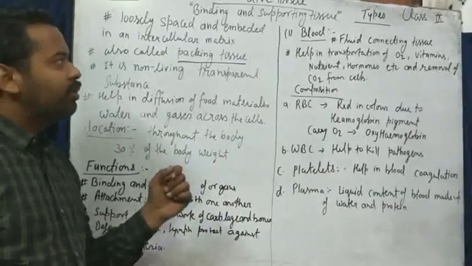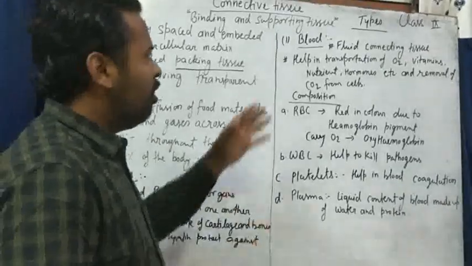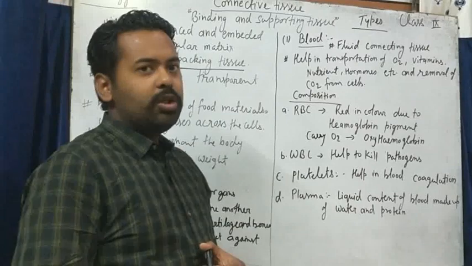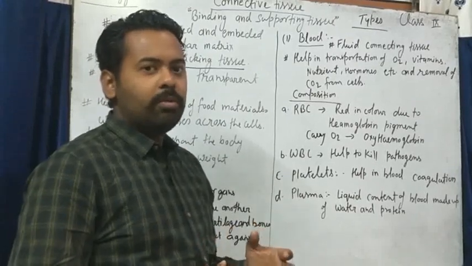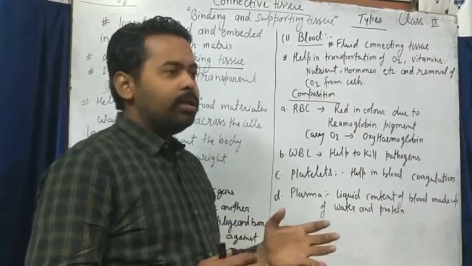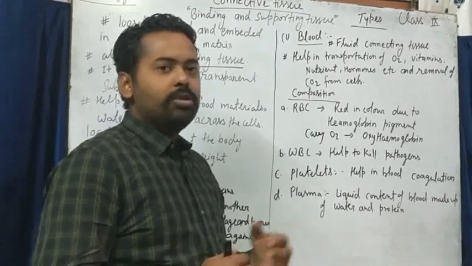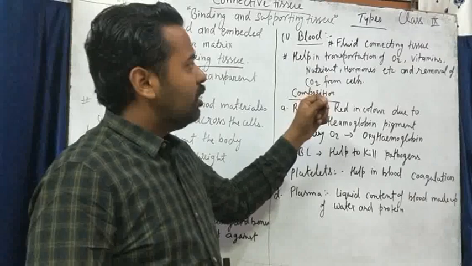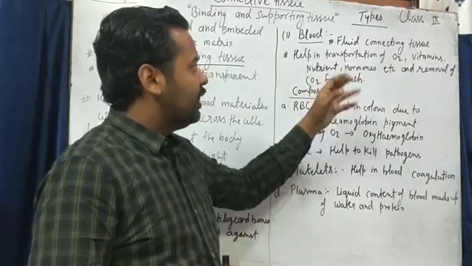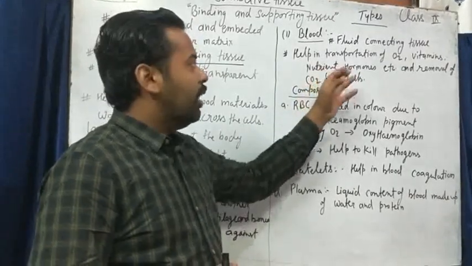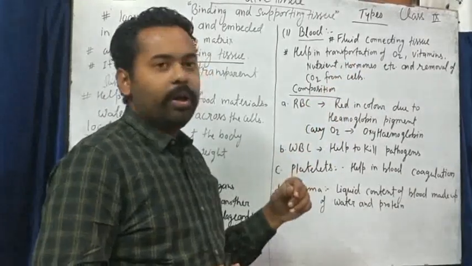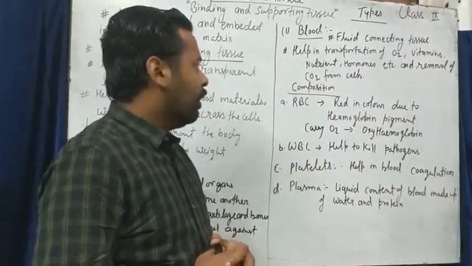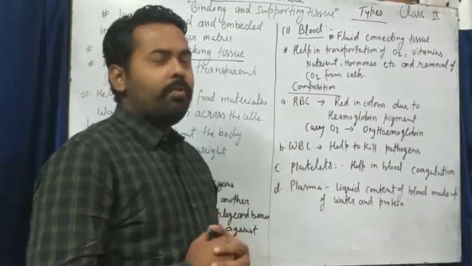Now moving towards the types of connective tissue. First type is blood. Blood is a fluid connective tissue. It is present throughout our body. It is near about 6 to 7 liters in our body. It helps in transportation of oxygen, vitamins, nutrients, hormones and many more components, and also removal of carbon dioxide from cell to cell. Now, composition of blood.